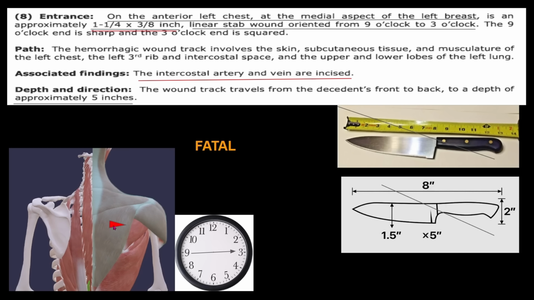Now this one was fatal. And this one on the anterior left chest, medial aspect of the left breast, is an approximately 1.25 by 3/8 inch linear stab wound oriented from 9 to 3. So 9 to 3. The 9 o'clock end is sharp, 3 o'clock end is squared. And this is intercostal artery and vein are incised, so this would have been a fatal wound.